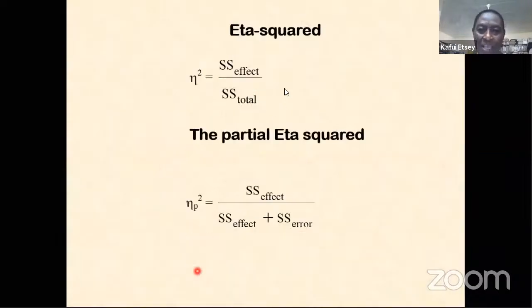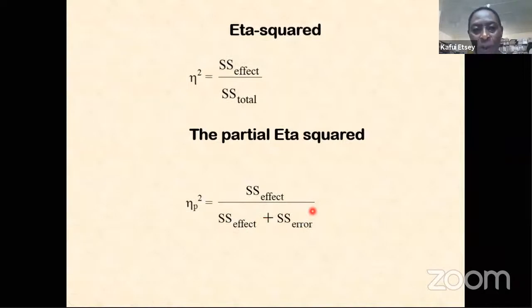So eta squared, here we are looking at ANOVA. Sum of squares effect divided by sum of squares total. This will give you eta squared. Or you have the partial eta squared, which is sum of squares effect divided by sum of squares effect plus sum of squares error. So you are finding the differences and looking at the ANOVA table. The sum of squares effect divided by the total sum of squares, or the partial eta squared, sum of squares effect divided by sum of squares effect plus sum of squares error.